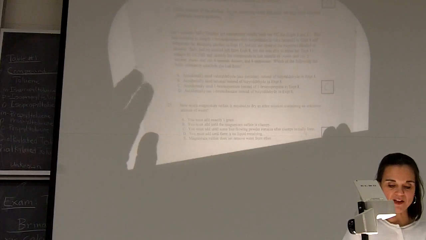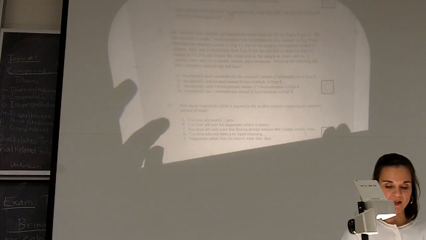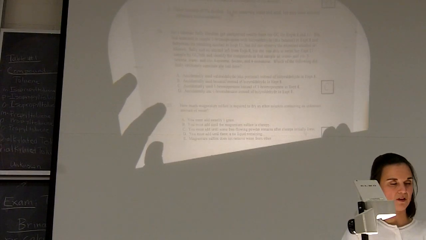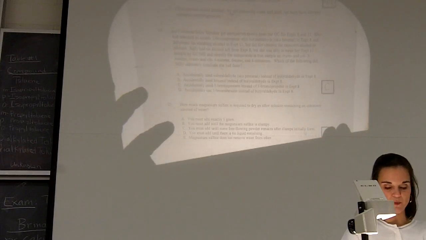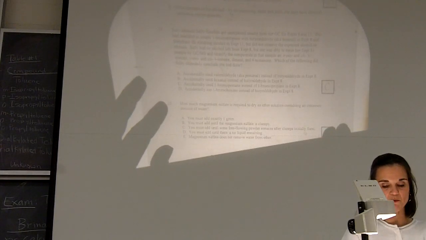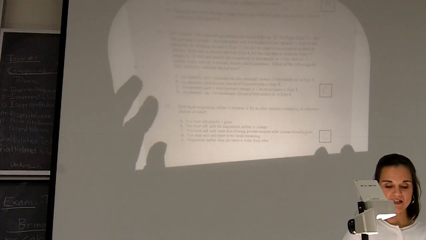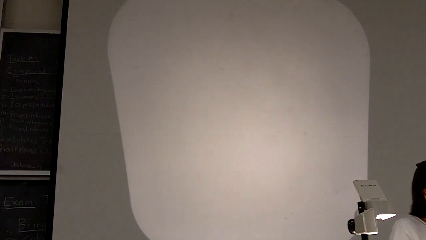How much magnesium sulfate is required to dry an ether solution containing an unknown amount of water? Exactly 1 gram. Until the magnesium sulfate is clumpy, until some free-floating powder remains after the clumpy initially forms. You must add until there's no liquid remaining. Magnesium sulfate does not remove water from ether. C. So you add it until there's some free-flowing powder remains after the initial clumps have formed, and you never weigh out how much magnesium sulfate you use.